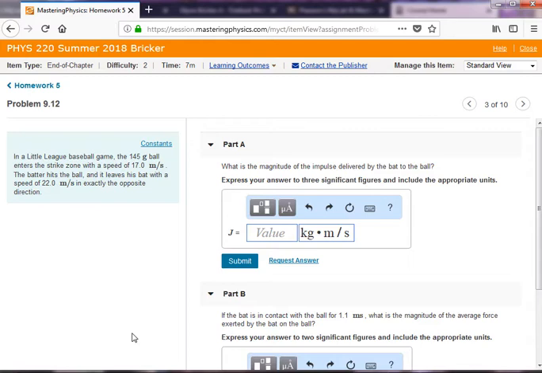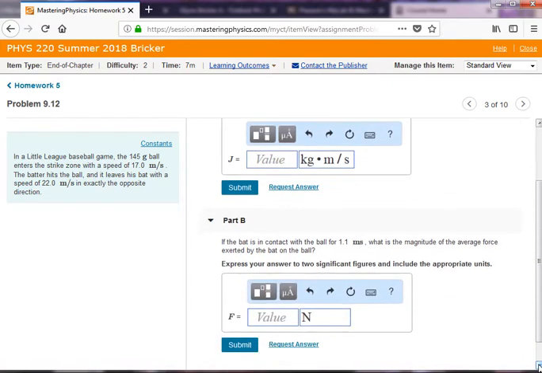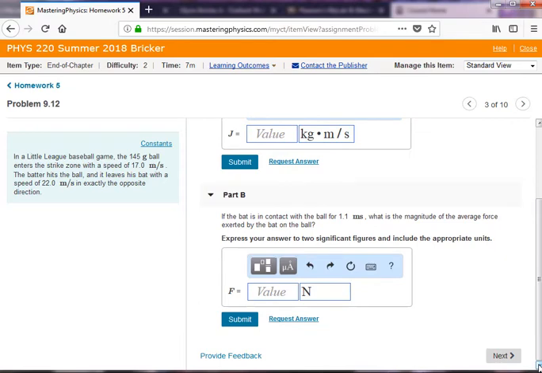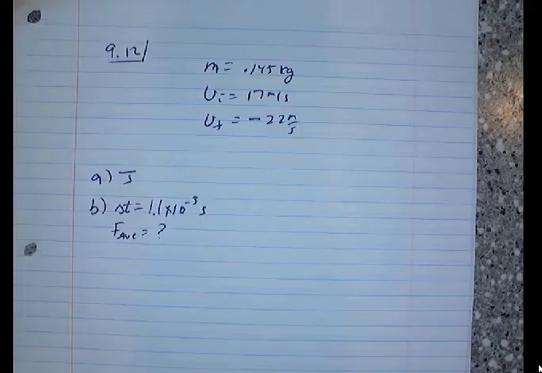And then what is the magnitude of the impulse delivered in part A? And part B, if the contact time was 1.1 milliseconds, so in other words, 1.1 times 10 to the minus third seconds, what is the average force? Okay, good. And it's just the magnitude of the average force. And that's all you want to know. Okay, so let's take a look at this.